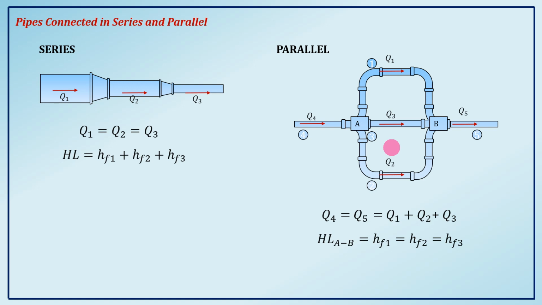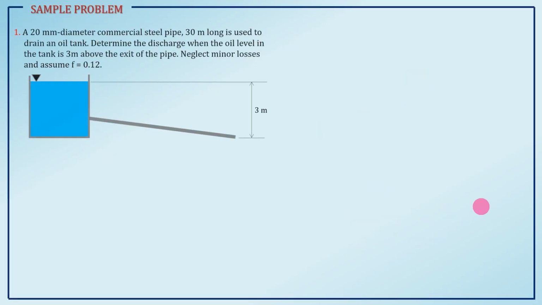Now, when it comes to the head loss, we have this relationship that the head loss at point 1 is also the head loss at point 2 and the head loss at point 3. It has something to do with the velocity head, the pressure head, the elevation head, and also the fluid friction on the pipelines. We will understand these concepts about pipeline connections when we apply them to a problem. So, let's try problem number 1.